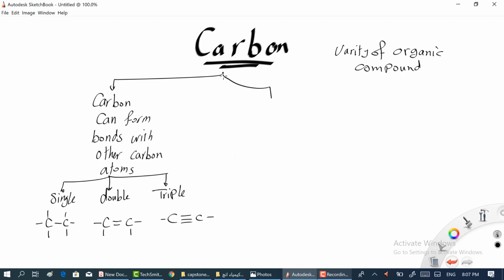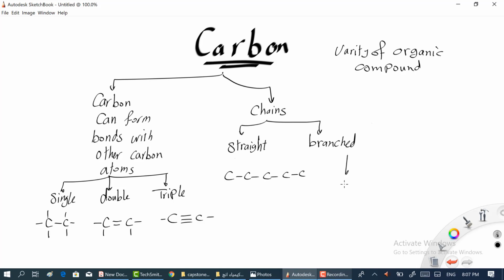Carbon can form chains, straight or branched. Maybe we find the carbon connected in the form of a chain. This is a straight chain. Maybe chains that have branches, a branched chain.